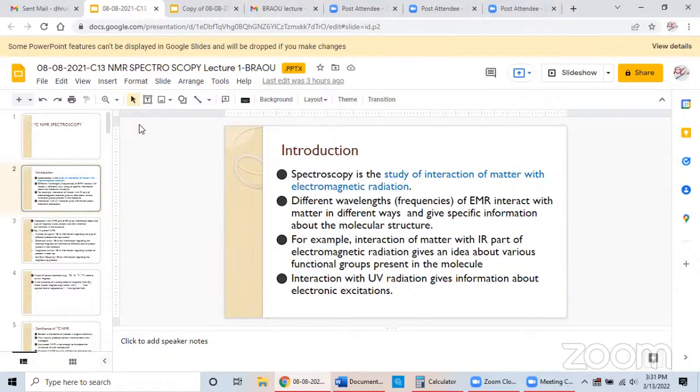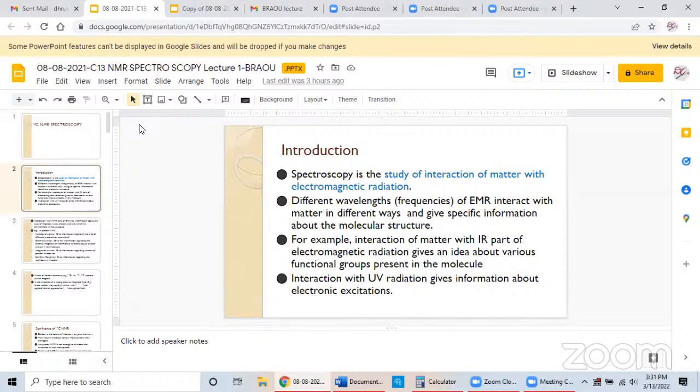So why is it so significant and so important? Because, as you all know, organic chemists, carbon is the backbone. Carbon is the center of interest in organic chemistry. Without carbon, no organic compound exists. So carbon is very important. It forms the backbone of organic molecules.